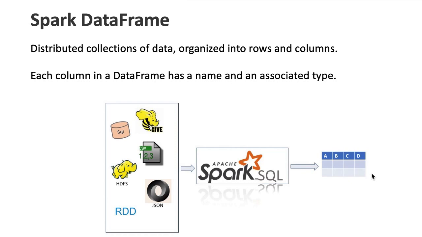Now let's see what is a Spark data frame. Data frames are a distributed collection of data organized into rows and columns. Each column in the data frame has a name and an associated data type. Data frames are similar to traditional database tables. Data frames can be created from various sources such as Hive tables, log tables, external tables, and existing RDDs. A data frame allows processing a huge volume of data.